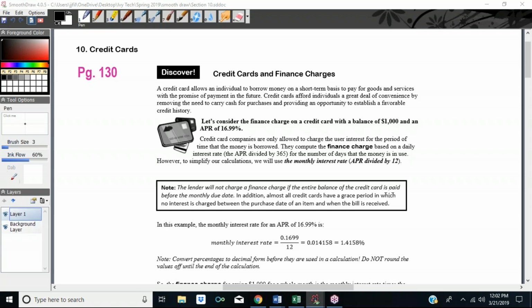It says here, credit card companies are only allowed to charge the user interest for the period of time that the money is borrowed. They compute the finance charge based on a daily interest rate, which is the APR divided by 365, for the number of days that the money is in use. However, to simplify our calculations, we will use the monthly interest rate, the APR divided by 12.